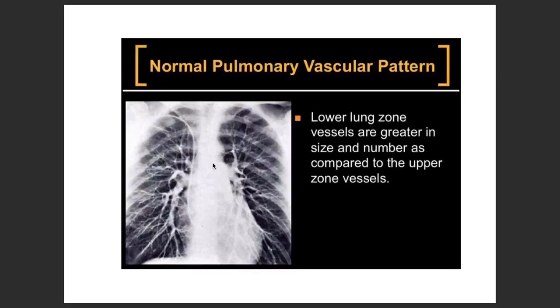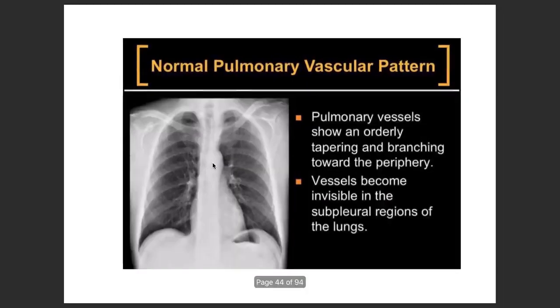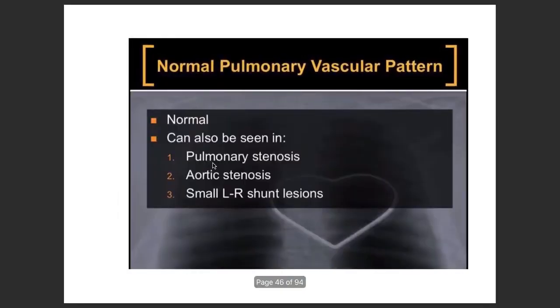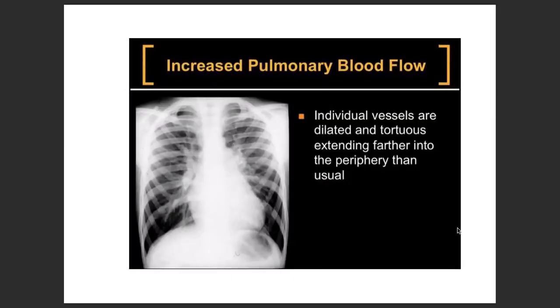So to be able to describe what is abnormal, we should be able to know normal first. That is very, very important. As I had already said, it can be seen normally in pulmonary stenosis, aortic stenosis, even left to right shunts as well. You will be able to see those lung vessels. That is why being able to identify the pulmonary lung vasculature is very important. Only when you know what is normal will one be able to tell, okay, this is good, this is not good, right?